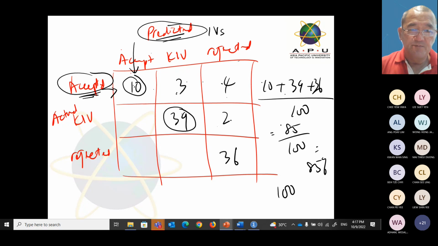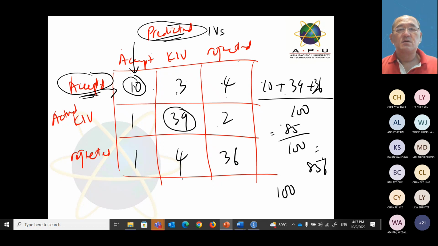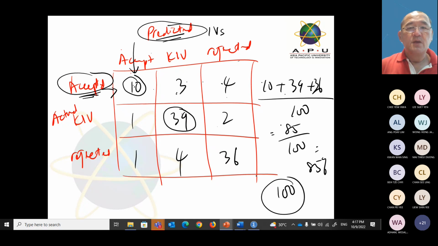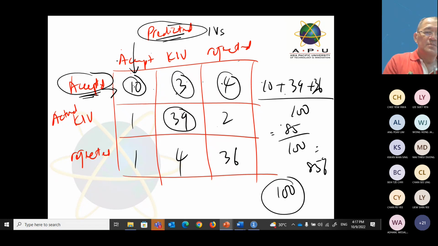Example maybe like this. Altogether 100. Can you see? Altogether 100. This one means not accurate. Accurate one is only the diagonal.